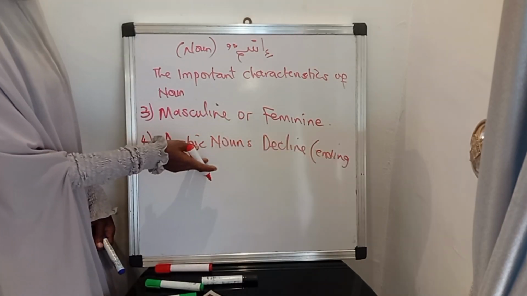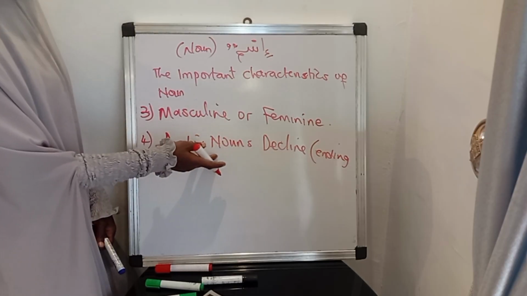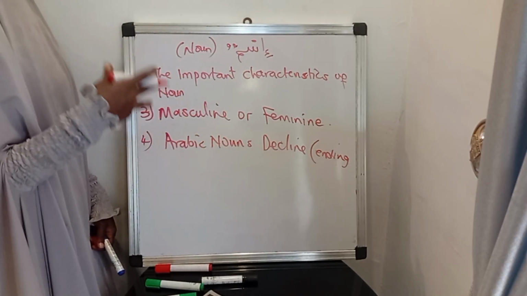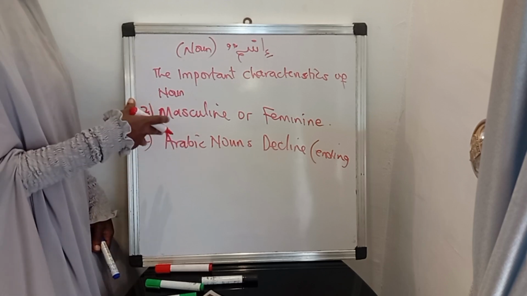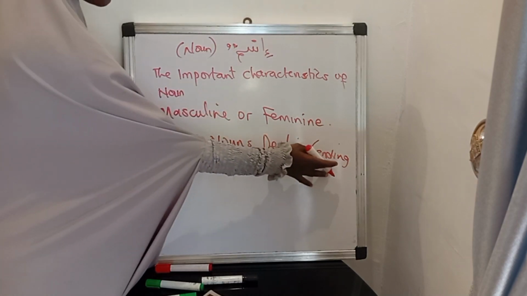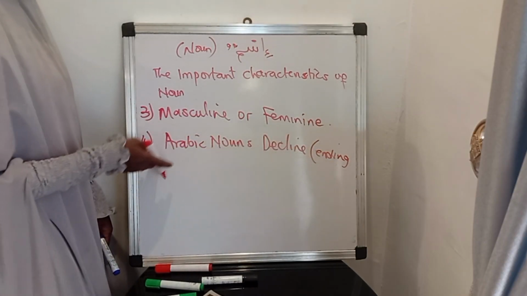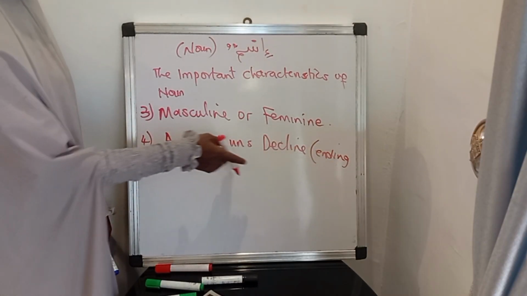In their natural forms, Arabic nouns end with dhamma, but when they start performing different functions in a sentence, the ending is going to decline. We call it the declension of the noun. So the ending changes from dhamma to fatha to kasra.